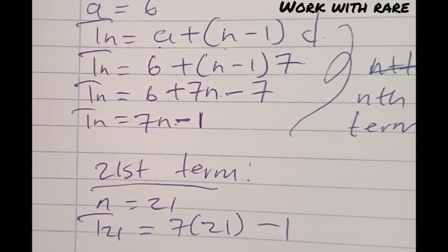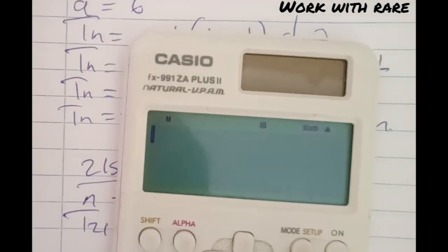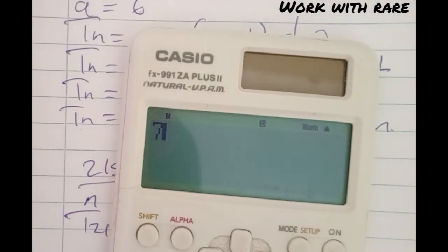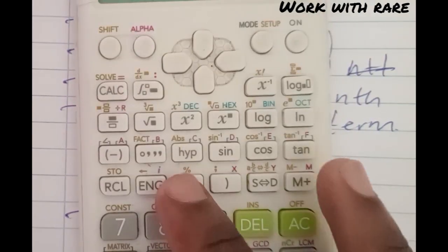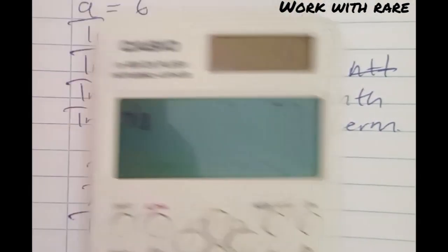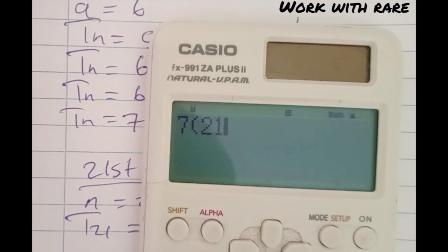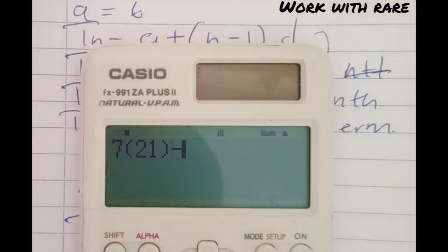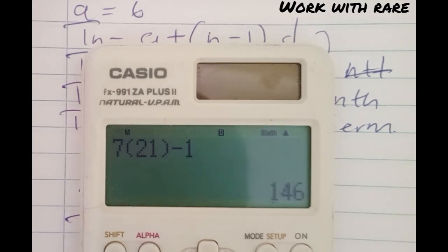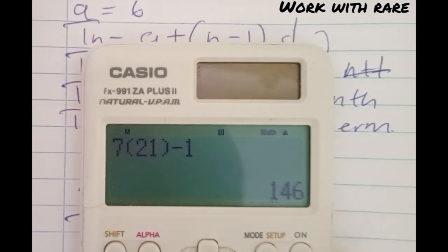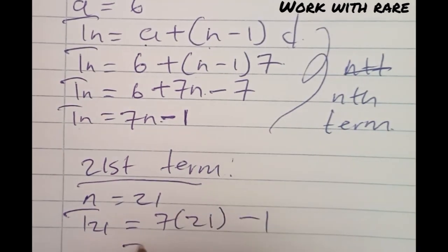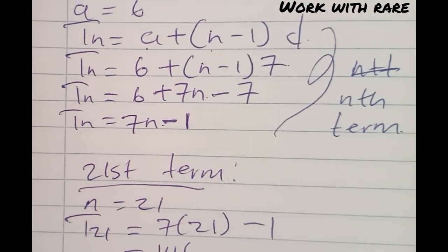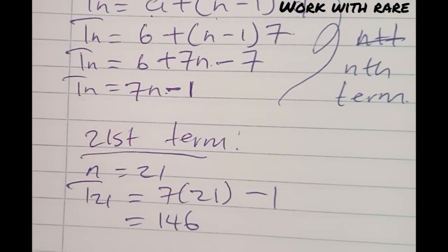So I'll take my calculator and press it the way it is. Remember, I'll use my brackets. Okay, so I'll say 21, then I close the bracket, then I'll say minus 1. So it's 146. So our answer is 146. So this is the value for the 21st term of that sequence.